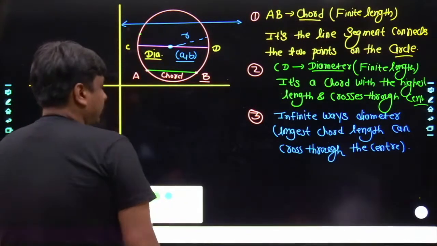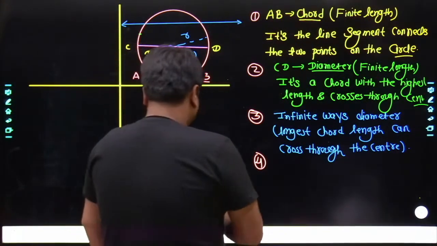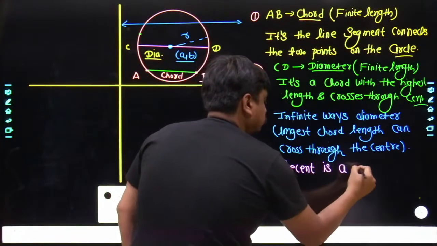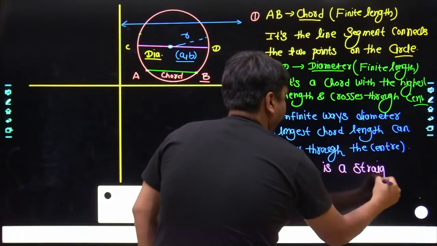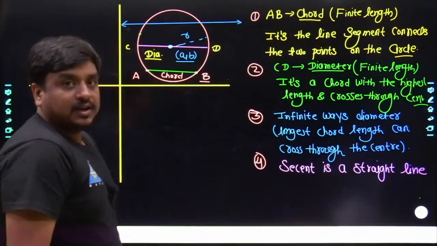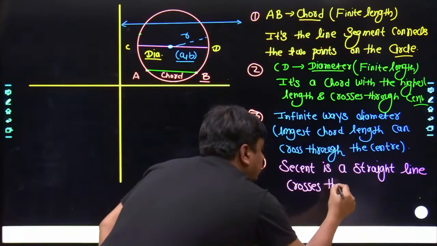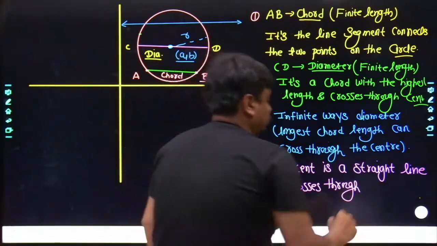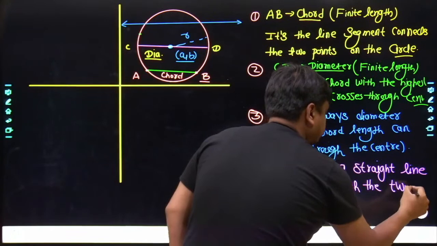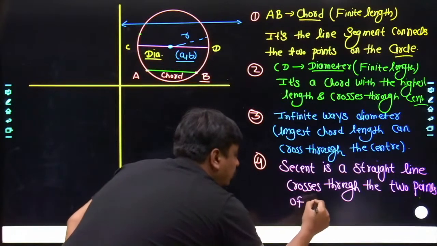It's not a line segment. Secant is a straight line that crosses through precisely 2 points of this circle.